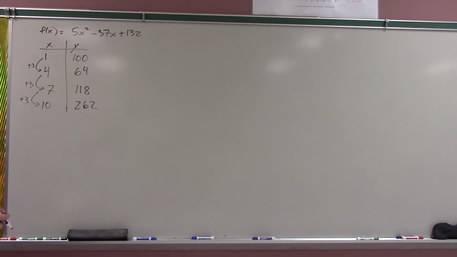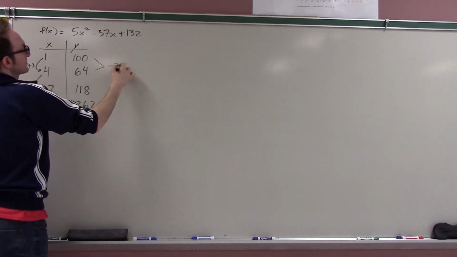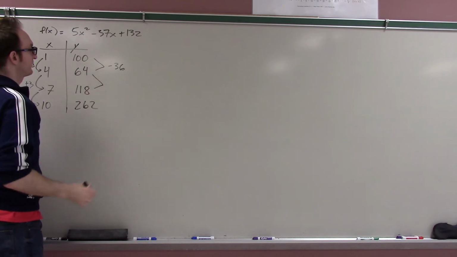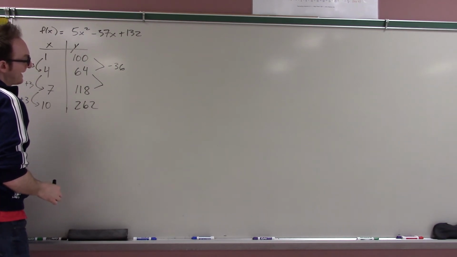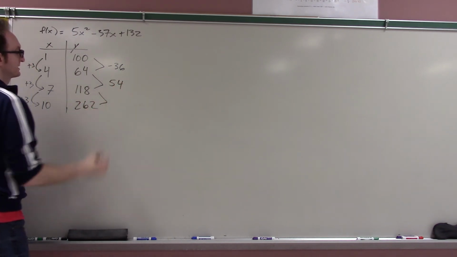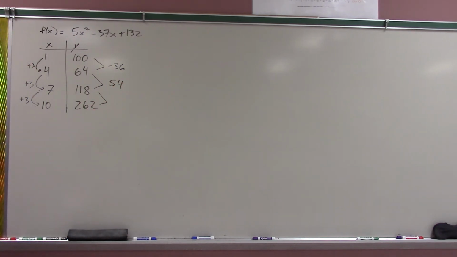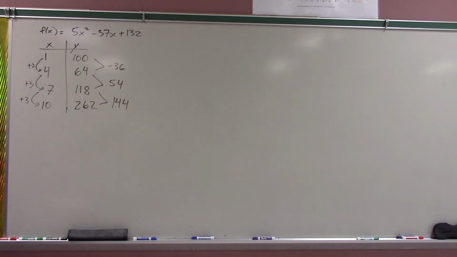So this is kind of a stupid example, but what can we say about this quadratic data? Well, let's look at the differences from one number to the next. From 100 to 64, this went down by 36. From 64 to 118, this went up by 54. And from 118 to 162, we went up by 144, if I did that right. I think I did.